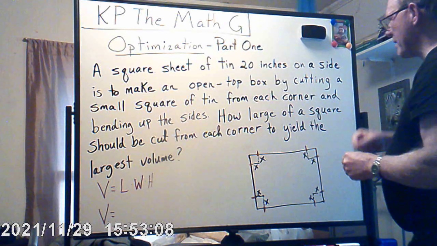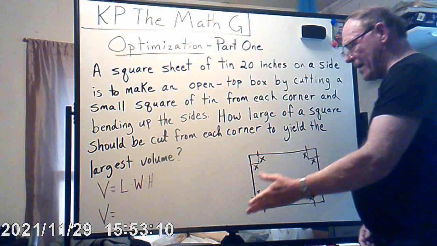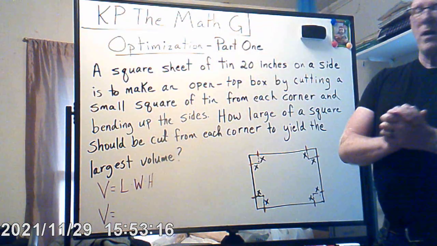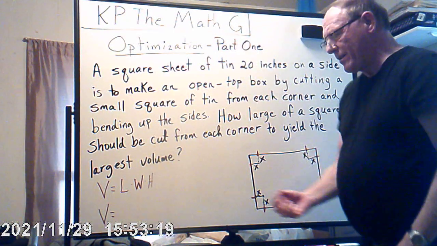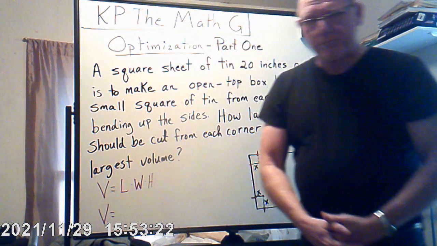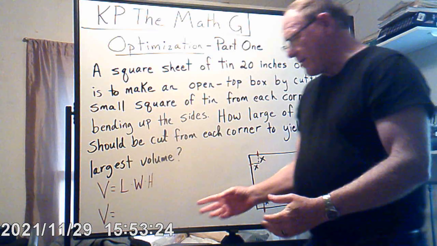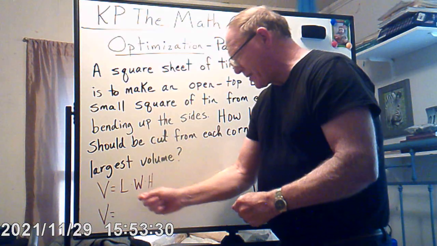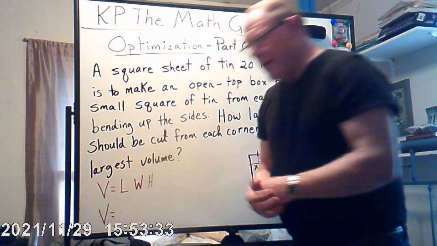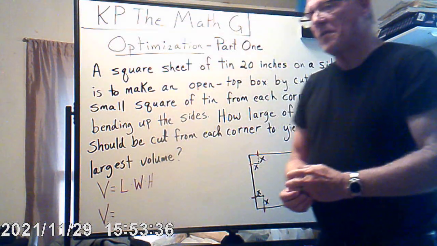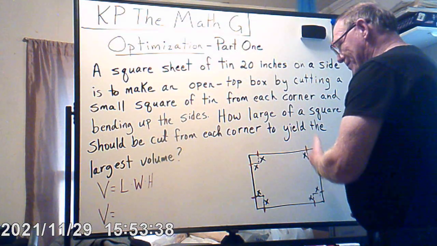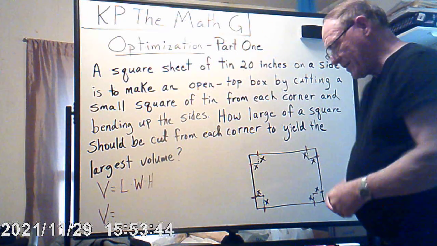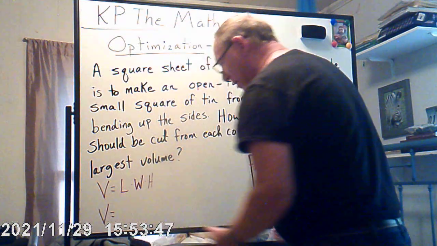Before we set this up, this is a volume: length times width times height. If this is a square, what do you know about length and width? That's right, the length is the same as the width. You could say L squared H or W squared H if you wanted to do it that way. In this case, we're dealing with X, so we're going to have everything in terms of X in this problem. Well, let's go ahead and start.